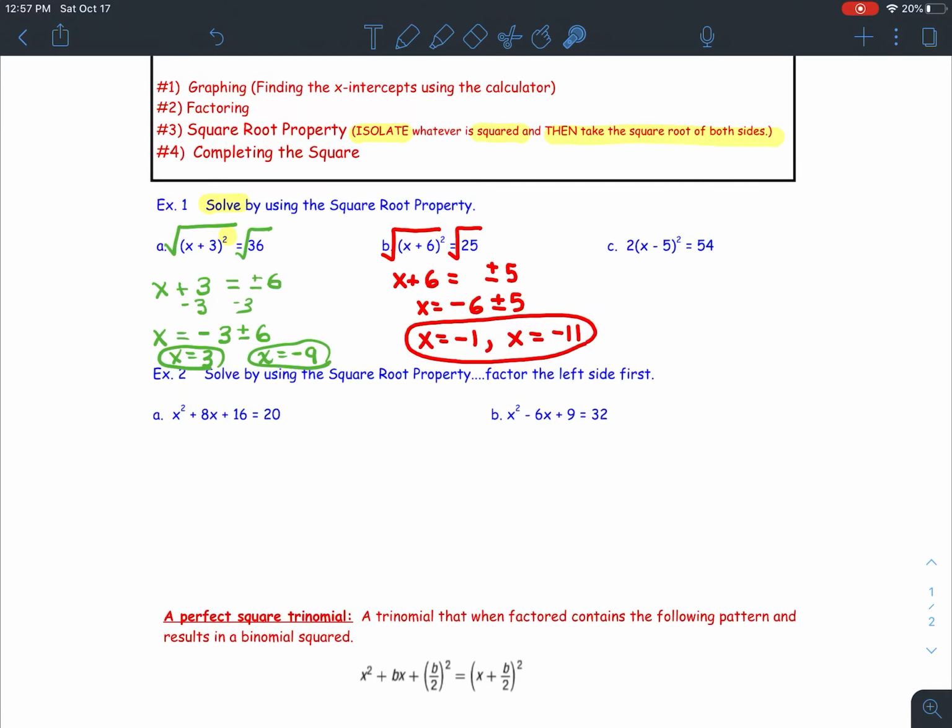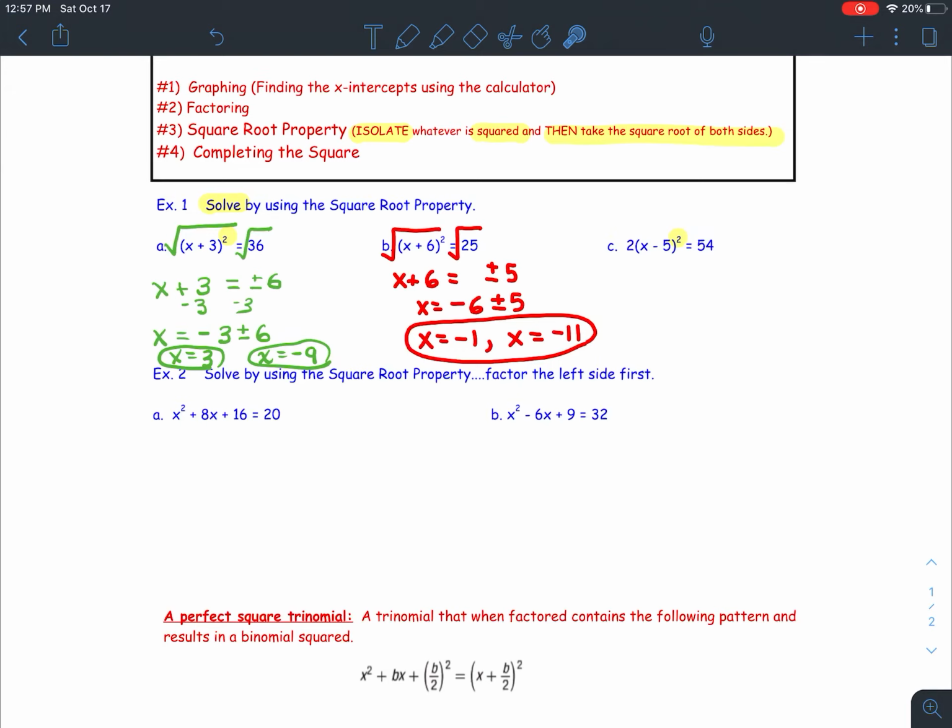We know that if we were to do this problem by, say, the graphing method, these are the two places where that parabola would be crossing the x-axis. I did this middle one here for you. I want you to pay close attention to this third example, because remember, when we're doing the square root property, we have to make sure that the only thing we have on the left side of the equation is whatever is being squared.